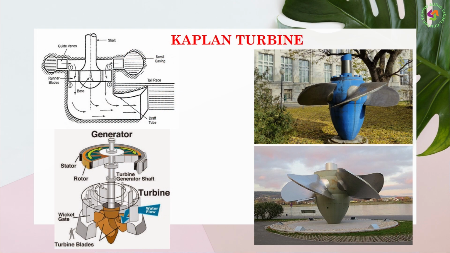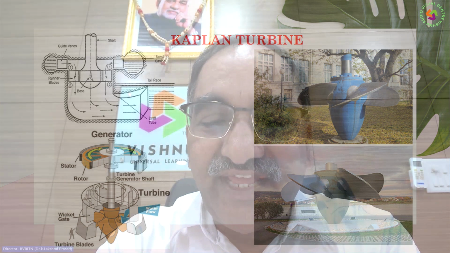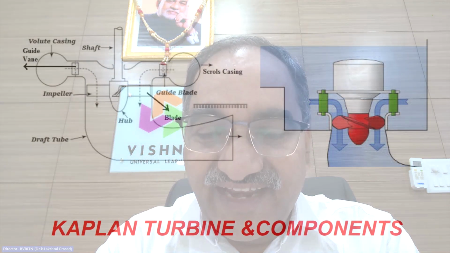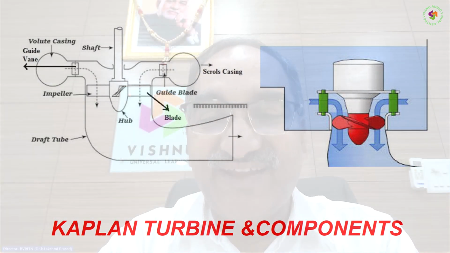And the uniqueness in the case of Francis turbine is that the discharge is radial at the outlet. That is the one important point that should be in your mind. The discharge is radial at the outlet.